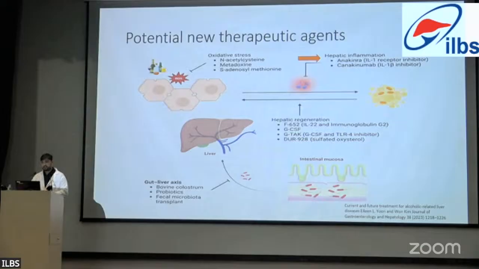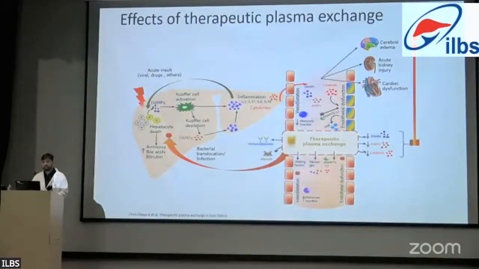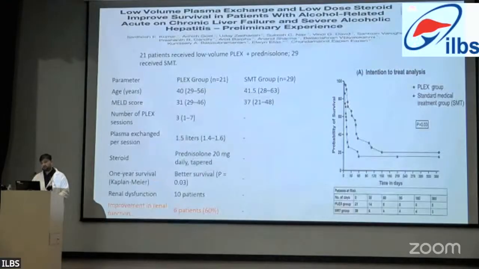So our target this time was to target the hepatic inflammation, and this was done with plasma exchange therapy. What is done by therapeutic plasma exchange? It mainly targets the DAMPs and cytokines circulating in the blood. Therapeutic plasma exchange decreases these cytokines and inflammatory markers, decreases the DAMPs, PAMPs, and cytokines, and decreases the hepatic inflammation in our body.